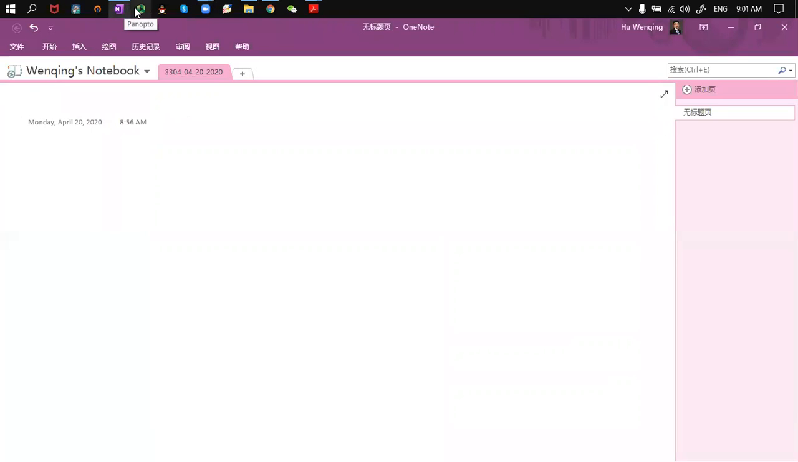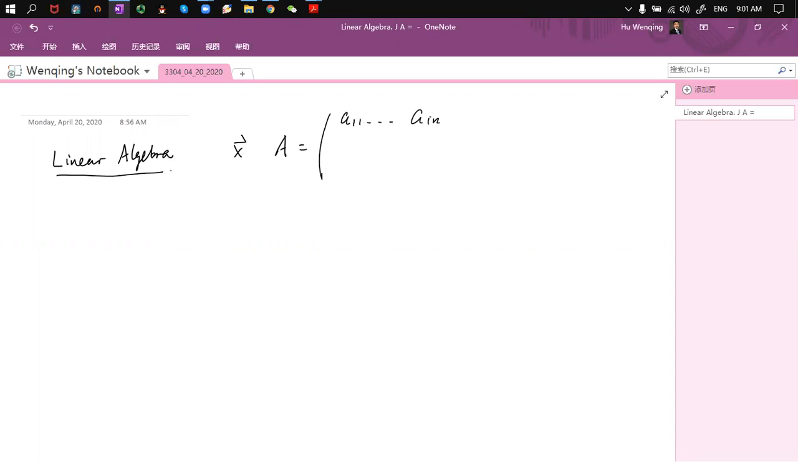So we have been studying linear algebra. Linear algebra is about vectors and matrices. In particular, the matrix can be written with entries a_1n, up to a_m1, and a_mn. Let me use n here.